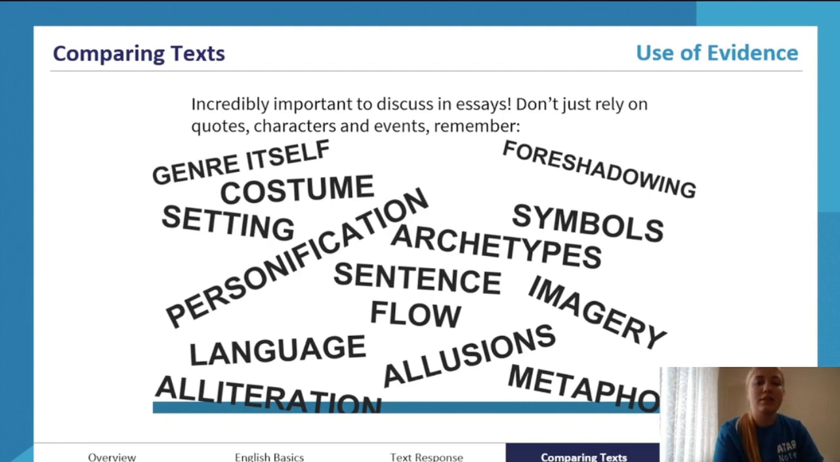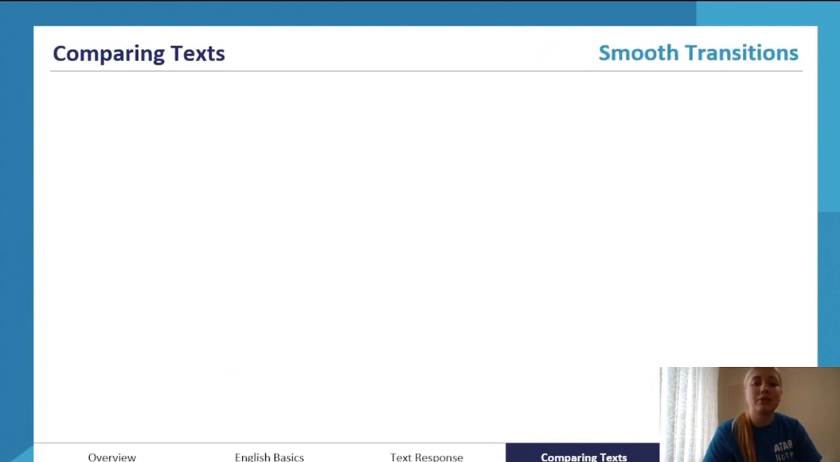Similarly, with use of evidence, it's really important to discuss structure in essays. We don't just want you to be relying on characters, quotes and events. Remember your structural features such as genre, foreshadowing, symbols, archetypes. That's a bit of a list here for you to look for structural features, but there's much more to add to this list, and all of your different genre features as well.